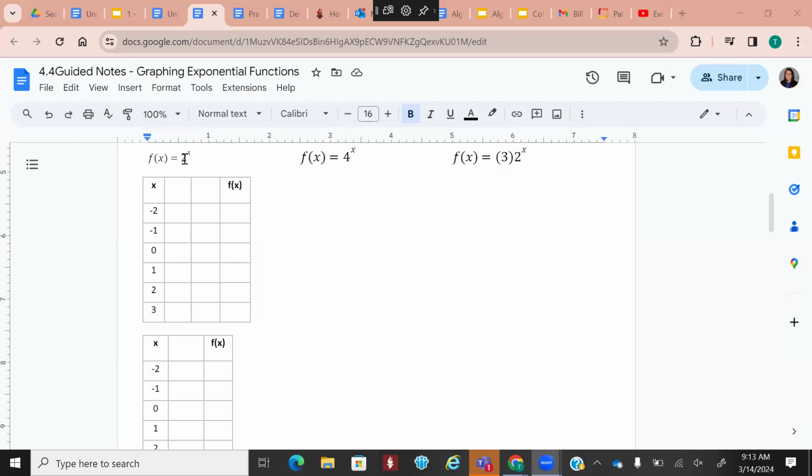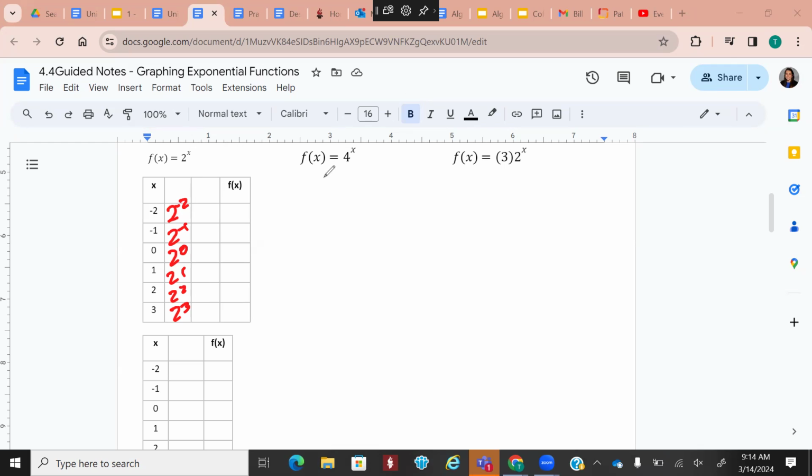We got 2 to the x equation right here. We're going to plug in all these numbers into this equation. So we're going to plug in -2 in for x. We're going to plug in -1 in for x. We're going to plug in 0. We're going to plug in 1. We're going to plug in 2. We're going to plug in 3. On your mastery check, it will already have the table filled out for you, but this is how you create it. If you plug in 2 raised to the -2 power in your calculator, what do you get?